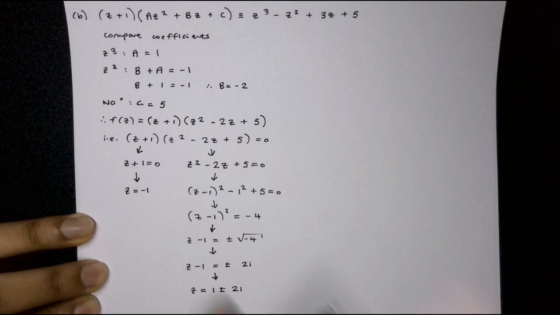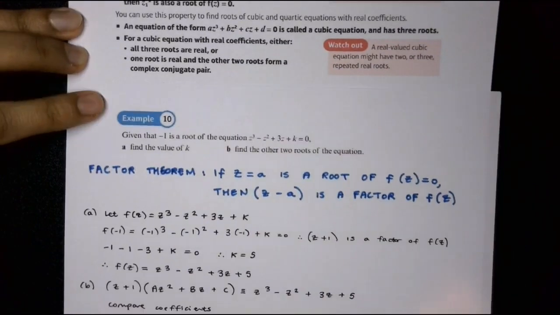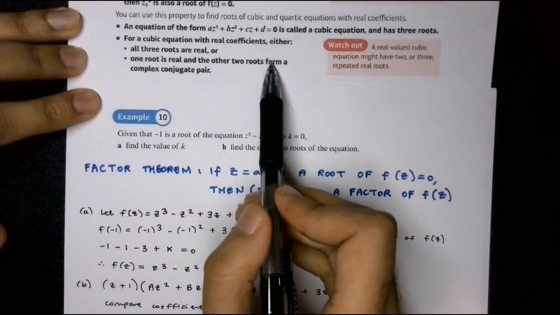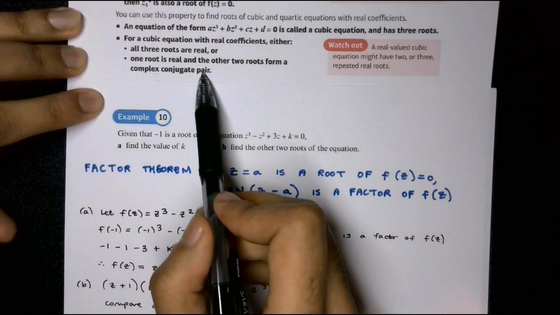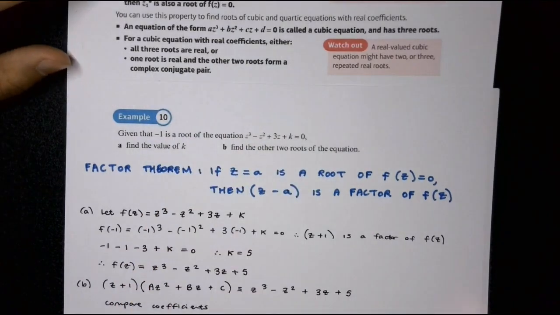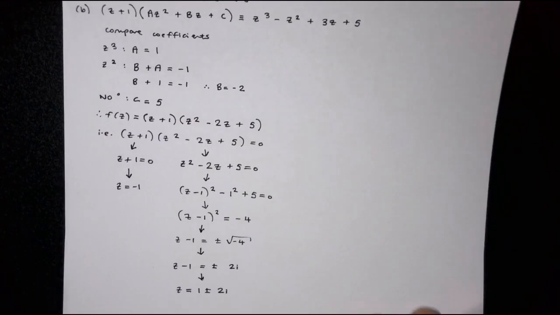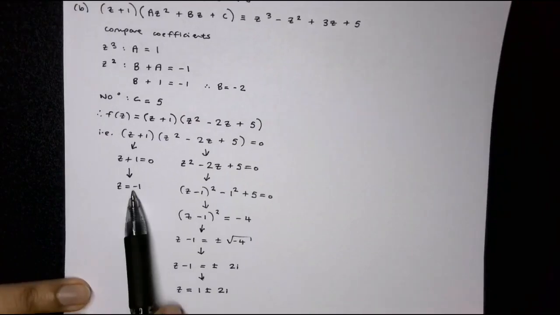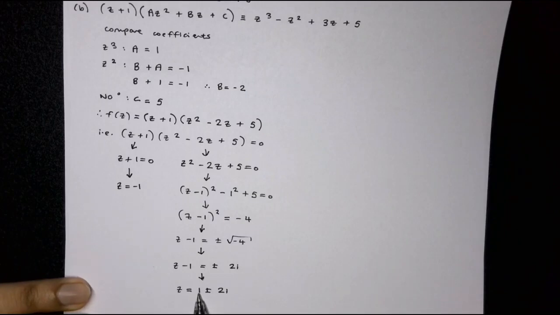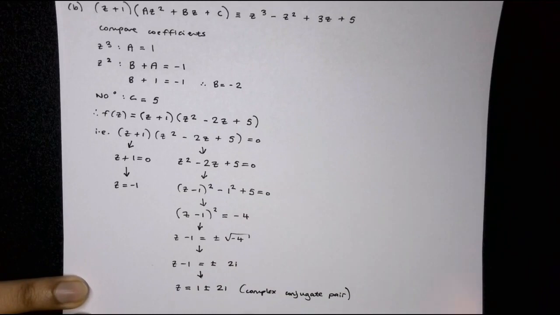of 1 minus 2i. And this result makes complete sense. If we take a look at what was mentioned before, if one root is real and the other two roots form a complex conjugate pair, if we have real coefficients for a, b, c and d for this cubic equation, you can see here, if we take a look at our solutions of z, we've got one real root of minus 1, and for the other roots we've got 1 plus minus 2i, which is a complex conjugate pair. So let's just write this down. We have a complex conjugate pair, and that always is the case.